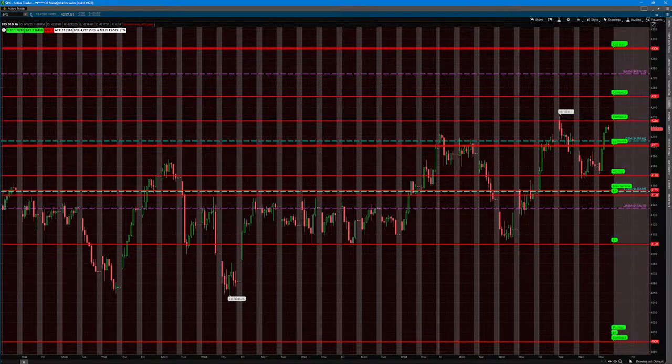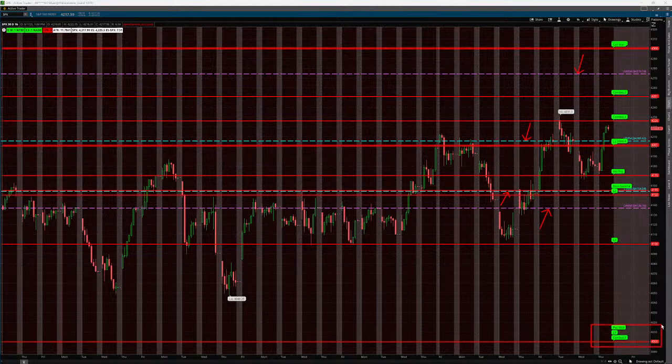Let me point out some levels here on the chart. First of all, I've got the lower and upper edge of the expected move for the week, shown with the dashed purple lines, and the dashed blue lines showing the lower and upper edge of the expected move for the day. And note SPX is trading above that level. There are other levels on this chart that I want to point out.